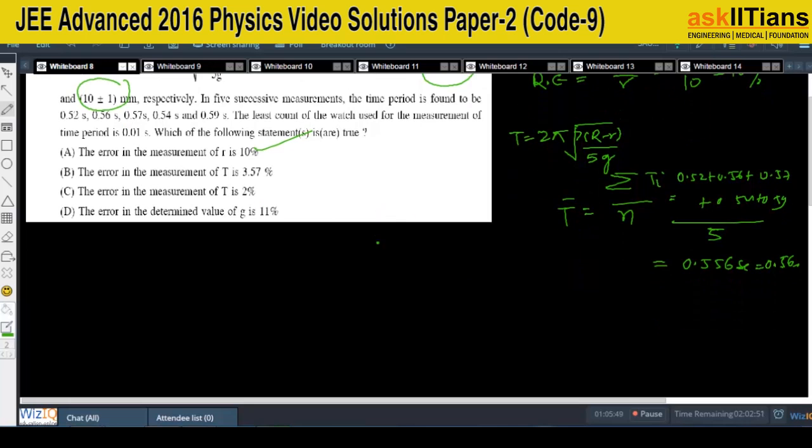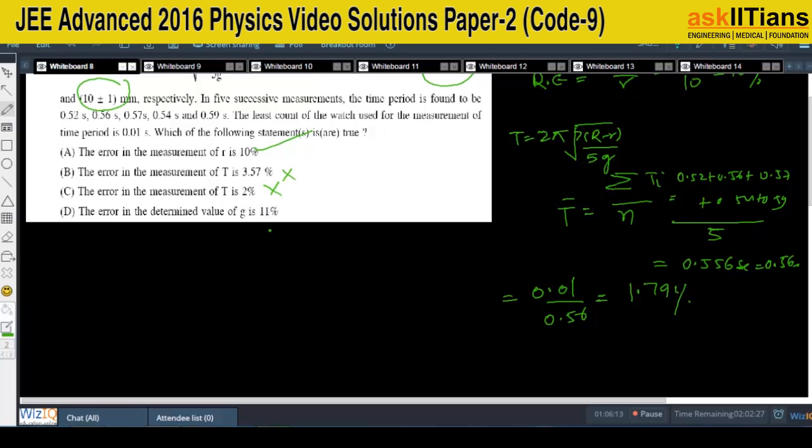So we are going to calculate the time period error in this part. That should be equal to 0.01 divided by 0.56. Solving this we got it is around 1.97%. So that is not the correct option. The error in the measurement of T is approximately equal to 2%. So this is also an incorrect option.